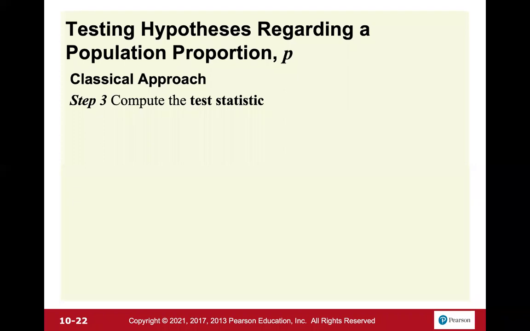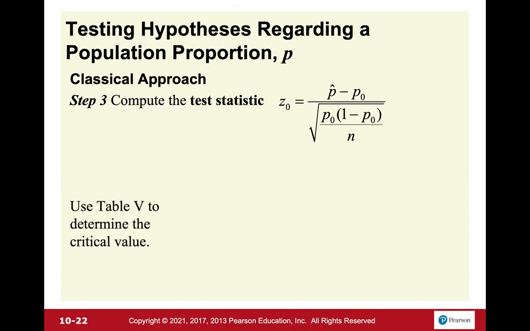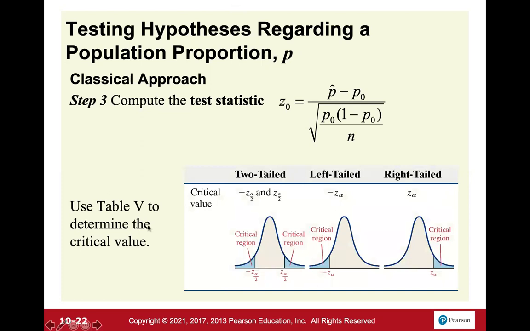Then we have two different ways that we could take this. We could either take the classical approach, so compute the test statistic, which is this value right here, and use table 5 to determine the critical value. And we would have these critical values for either a left tail test, right tail test, or two tail test. And for each of these, it would be just a little bit different. Again, for this approach, what we're doing is comparing the test statistic to the critical value.